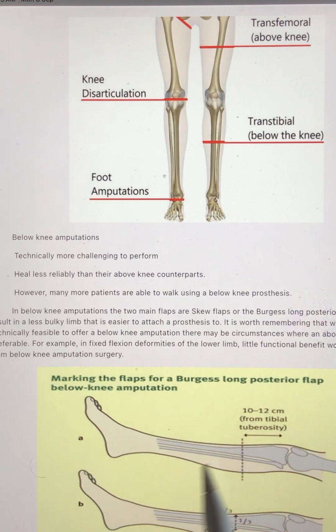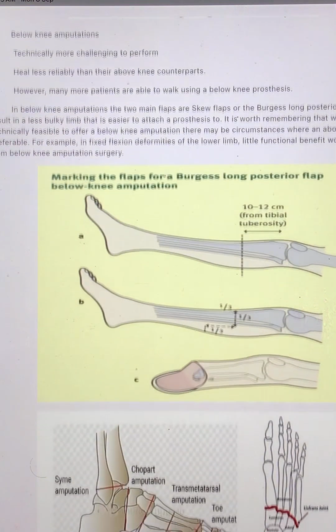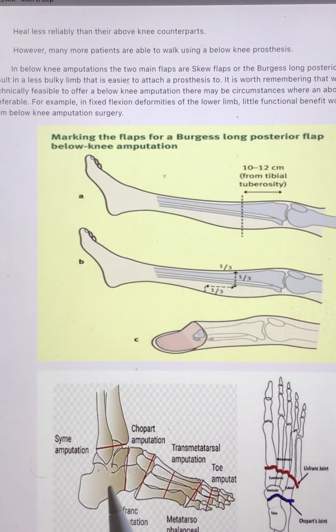So marking the flaps of the Burgess flap, longitudinal flap, you have to take 10 to 12 centimeters from the tibial tuberosity. Then you cut the bone. Then you get a long posterior flap, that is called the Burgess flap. Now Syme amputation is in this manner. This is Chopart amputation, Lisfranc amputation, transmetatarsal amputation.